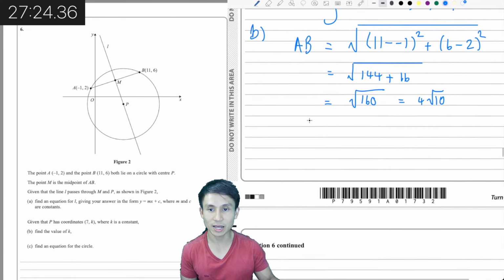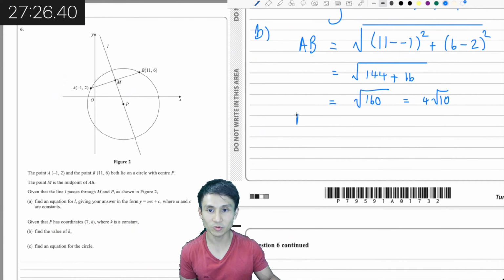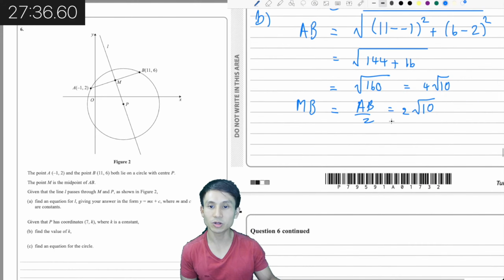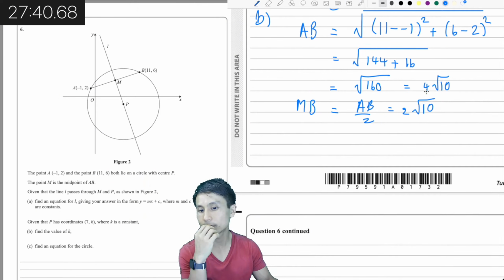And then we know that, so I'm going to do MB, right? So MB is just half of that, AB over 2, which is 2 root 10 instead. And then I'm going to do, let me think through that a bit.